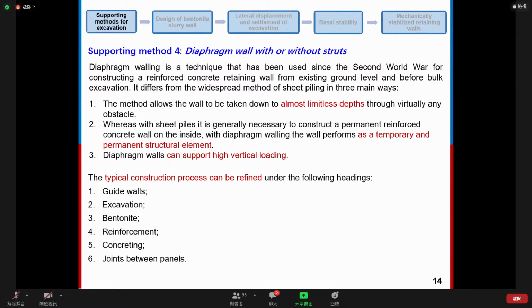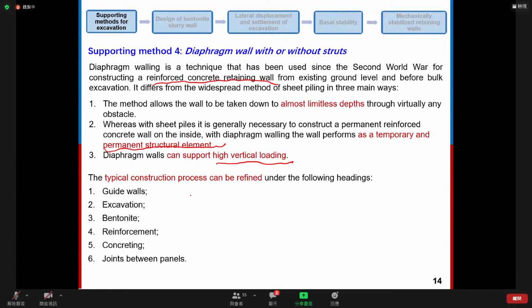So the next supporting method is called diaphragm wall. This method relies on a reinforced concrete retaining wall, which allows a very deep excavation, and the diaphragm wall itself can serve as a permanent structure element. And also, compared to the supporting methods we discussed before, diaphragm wall can also support a high vertical loading.